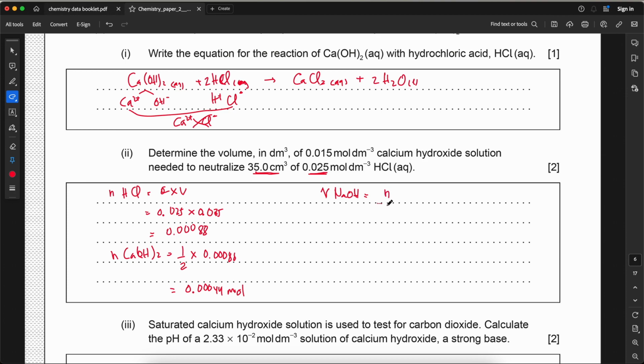So now we can calculate the volume of Ca(OH)2. So n divided by C: 0.00044 divided by 0.015, which is 0.029 decimeter cube.